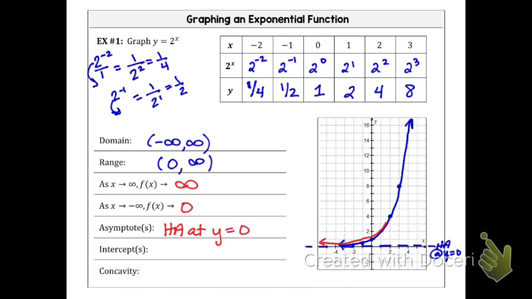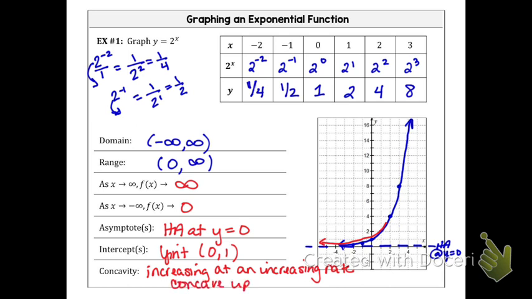Intercepts, I don't have an x-intercept because that's that asymptote, but I do have a y-intercept. It's (0, 1). And then concavity. This graph is increasing at an increasing rate. As we go to the right, it's increasing faster and faster every time we move more to the right, which means that this graph is concave up.